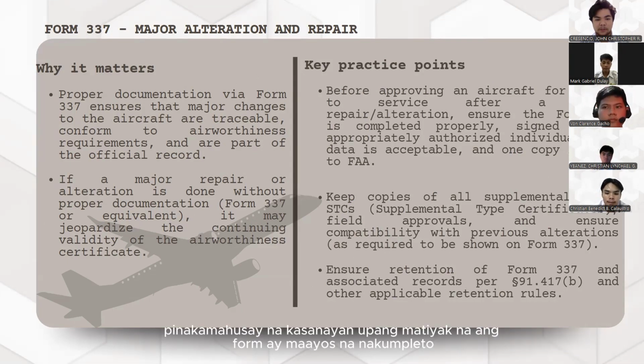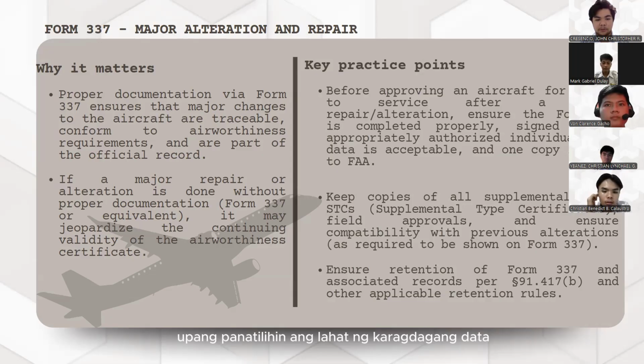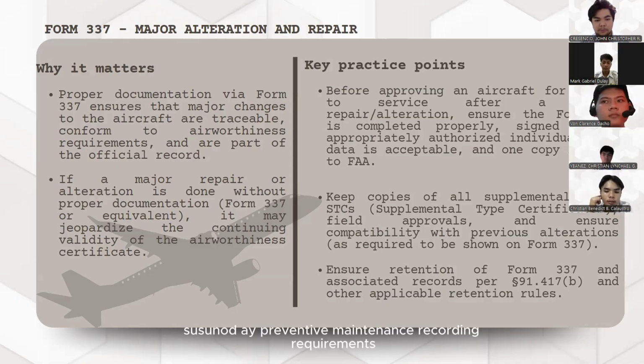It is generally best practice to ensure the form is properly completed and signed before returning the aircraft to service, to keep all supplemental data such as field approvals and STCs, and to retain Form 337 for the life of the aircraft as required by Section 91.417(b). Next is preventive maintenance recording requirements.